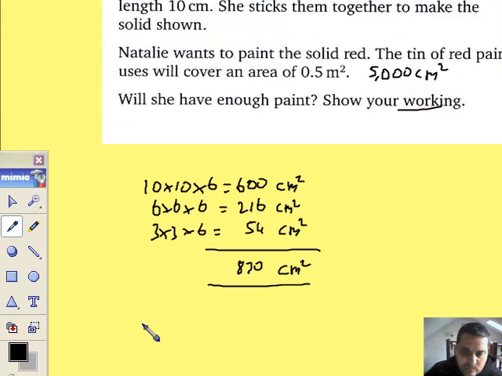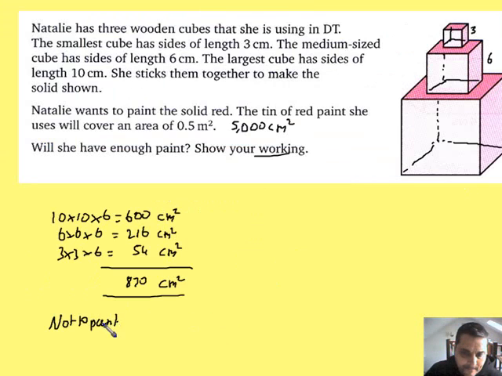So, not to paint, put an eye there, it's a 6 by 6, and I've got one for him and one for the big cube as well, times 2. So you don't paint that, that's going to be 72 centimetres squared.